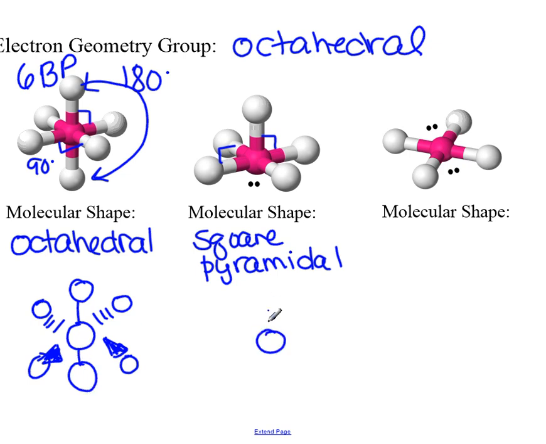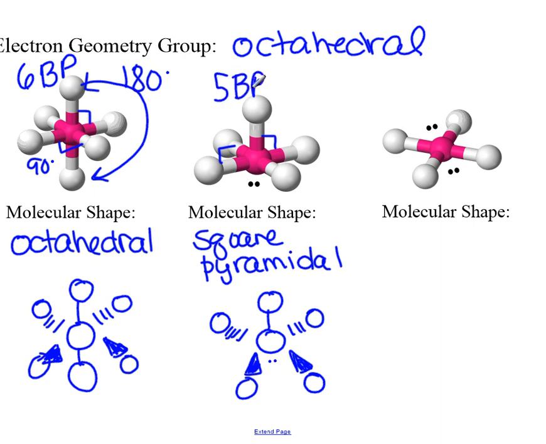So central atom, one to the top, back, back, one forward, and our lone pair would be hiding in there. This one again, 5 bonded pairs, 1 lone pair.